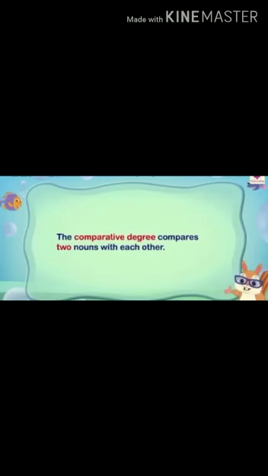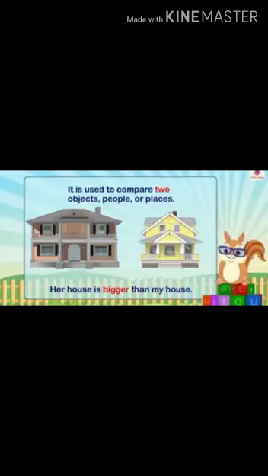So now let us move to the comparative degree. Now the comparative degree compares two nouns with each other. For example, if I say, her house is bigger than my house. So children, you see here that two objects are being compared, and it is being said that her house is bigger than my house. So the comparative form of adjective which is used here is bigger.